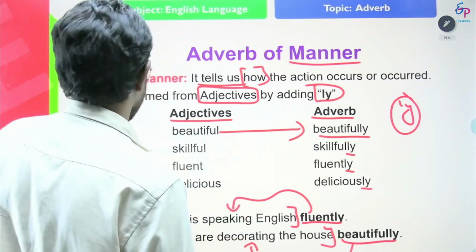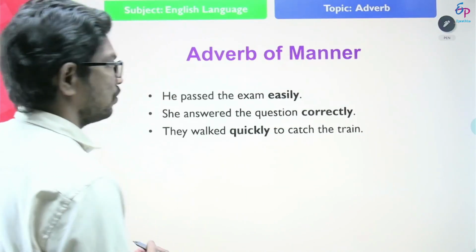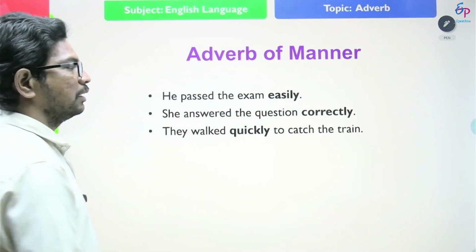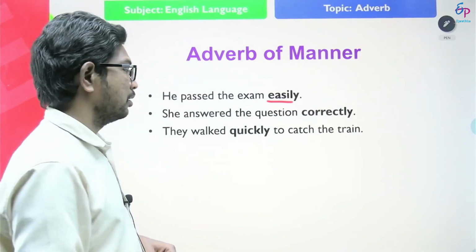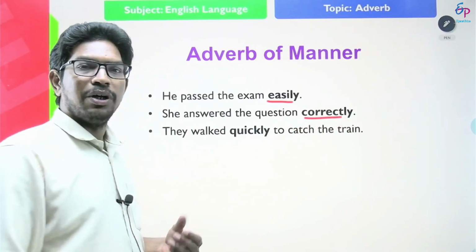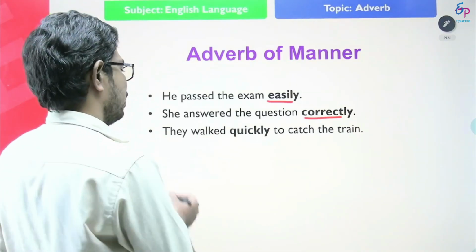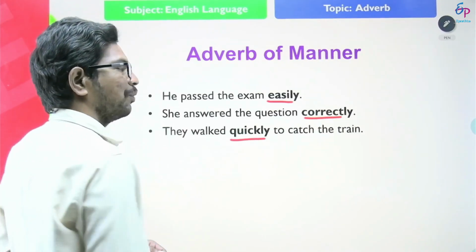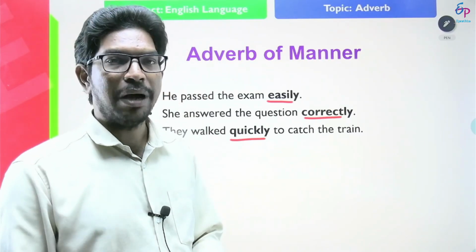Now let us discuss some more examples of adverbs of manner. He passed the exam easily. So the word easily is an adverb of manner. It is showing how he passed it. She answered the question correctly. The word correctly is an adverb of manner that is showing how she answered the question. They walked quickly to catch the train. How did they walk? Quickly. So quickly, easily, correctly, fluently, these are adverbs of manner.